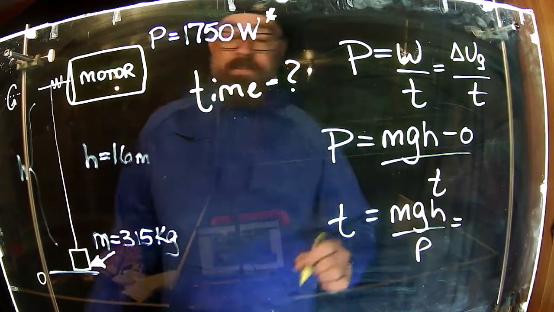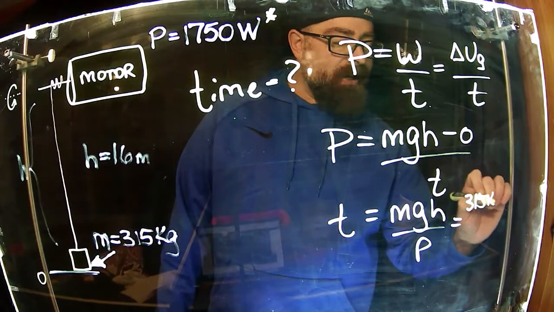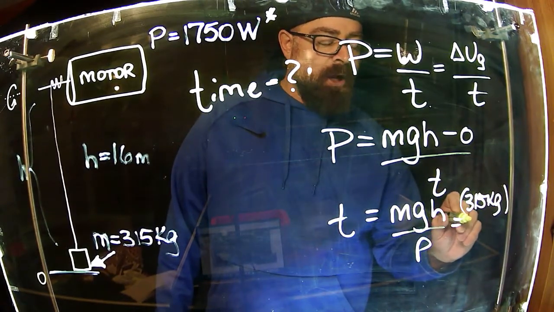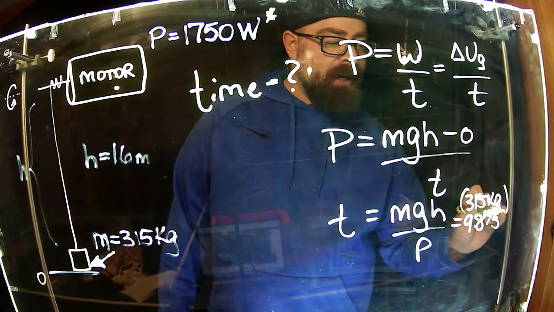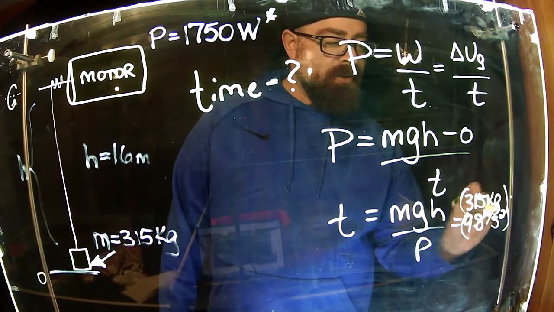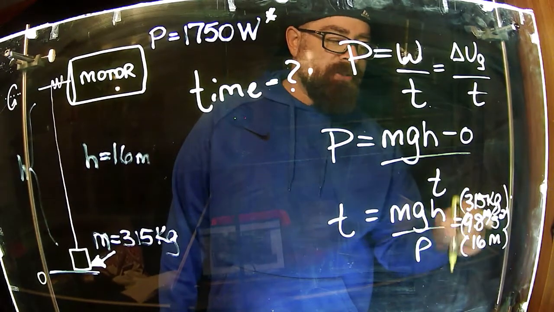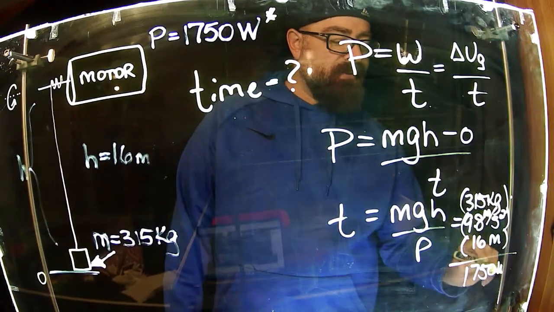Now I'm just going to plug some numbers in. I've got to put in the mass, 315 kilograms. I'm running out of space here. So then I'll put the acceleration due to gravity, 9.8 meters per second squared. These are all multiplied. The height here is 16 meters. So these are all multiplied by each other. And I'm going to divide it by the rated power of 1750 watts.